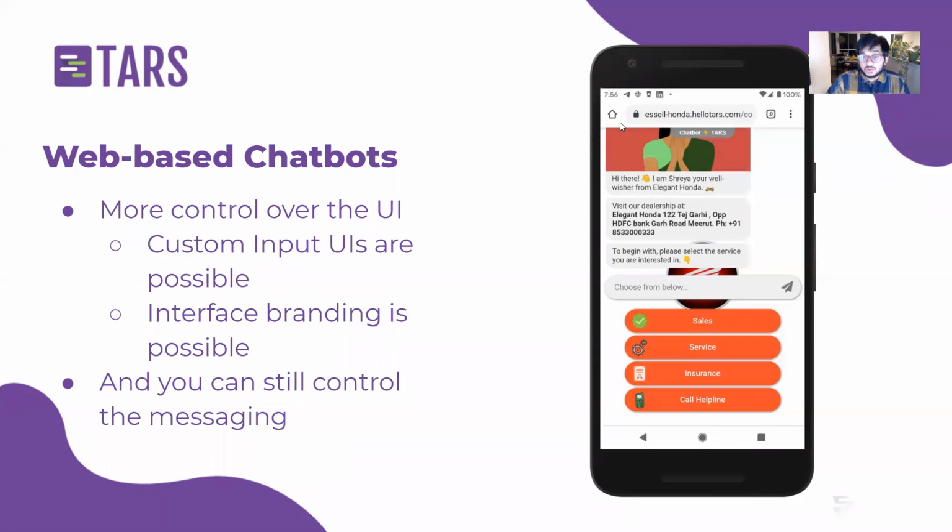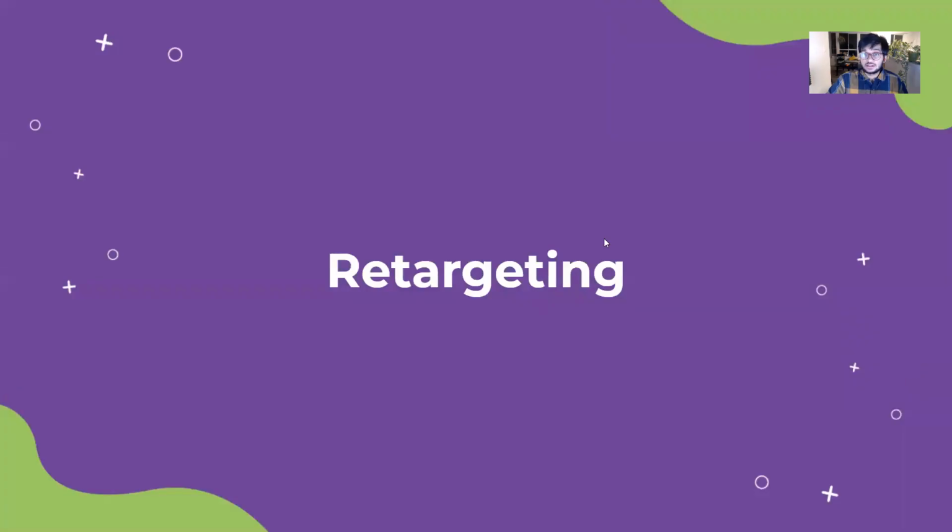Can we get access to the WhatsApp Business API key? You can. There is an application process. You have to go through a third-party vendor. And we actually, at TARS, we help you guys with that entire process.